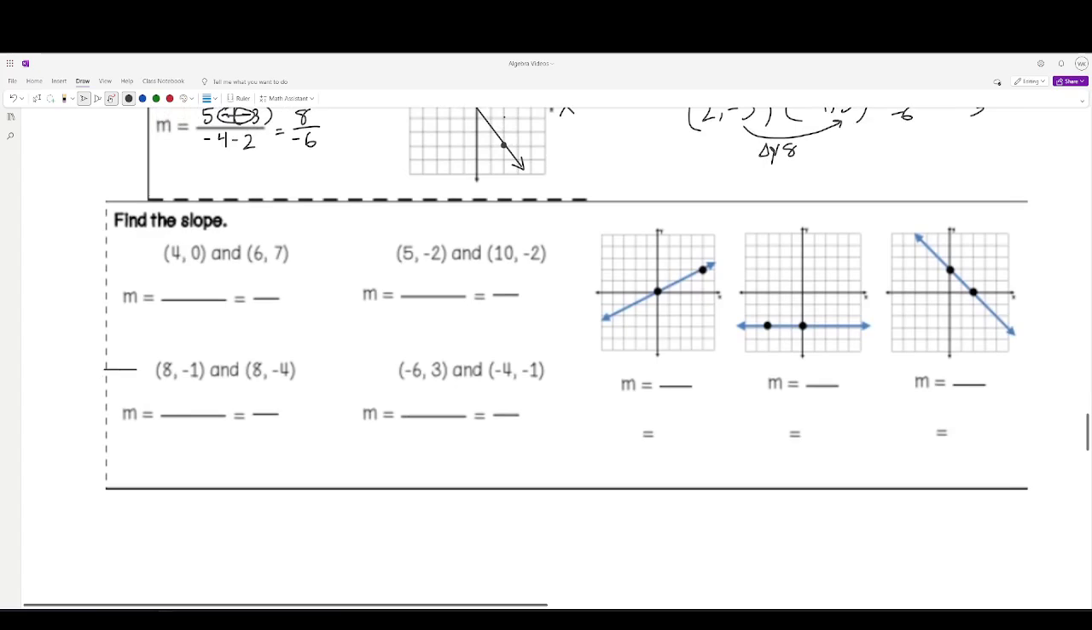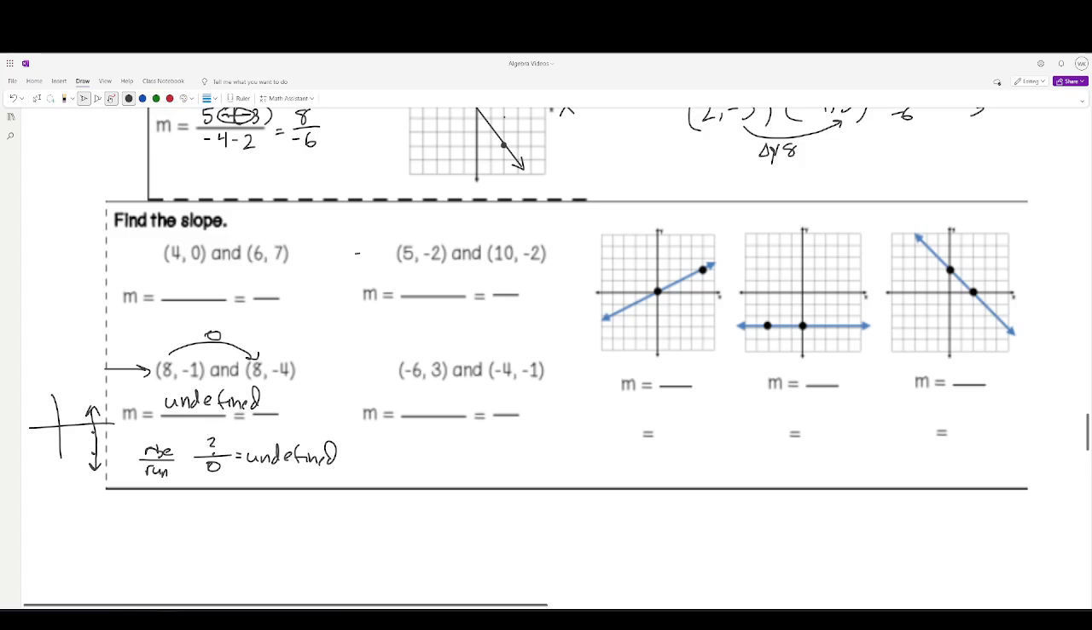So this one here, I notice that when I look at my change in x, it's 0. So think about plugging that into rise over run. I'm going to have something over 0. Anytime we have something over 0, then we end up with an undefined slope. And if we think about what that looks like on a graph, I have (8, -1) and (8, -4). So those are right above each other, meaning I'm going to end up with a vertical line. So my slope here, I'm going to put undefined rather than putting a number.